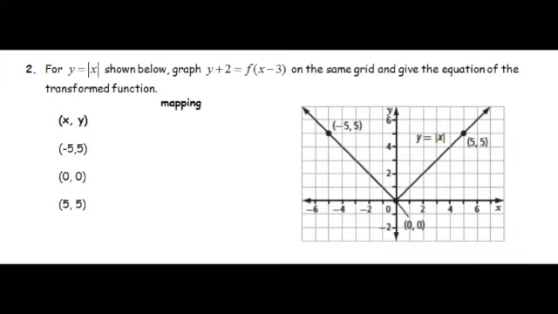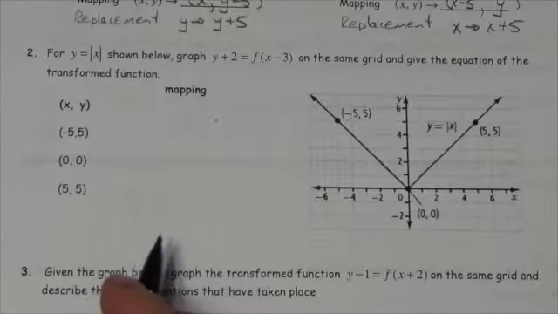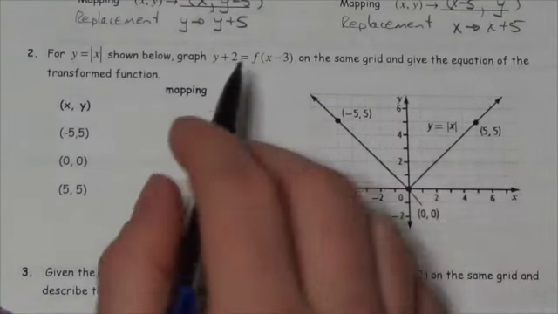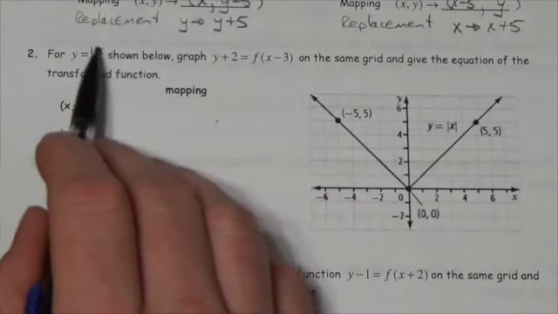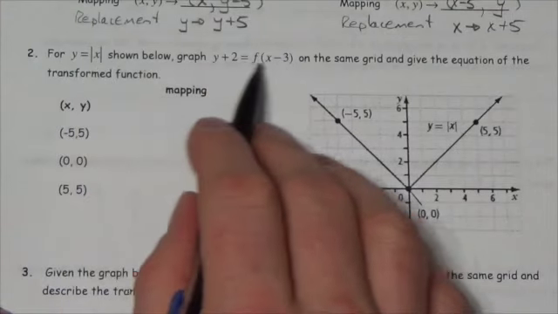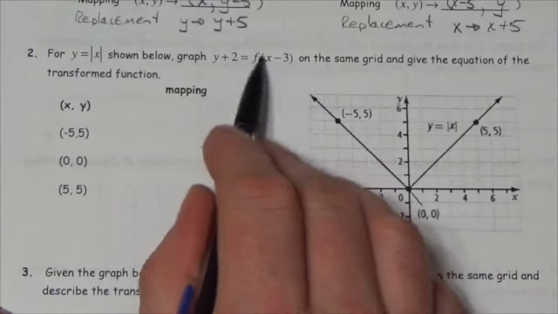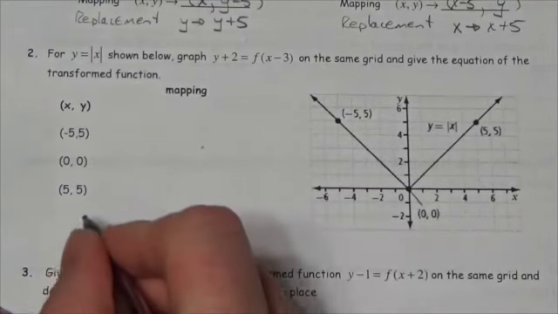For the absolute value of x function shown below, graph y plus 2 is equal to f of x minus 3 on the same grid and give the equation of the transformed function. Okay, so the easiest thing to do with this question is just to start with giving the equation of the transformed function. Because remember, our function here is the absolute value of x. So when you look at the function notation here, x minus 3 is taking the place of the independent variable. So we'll just write this down here.